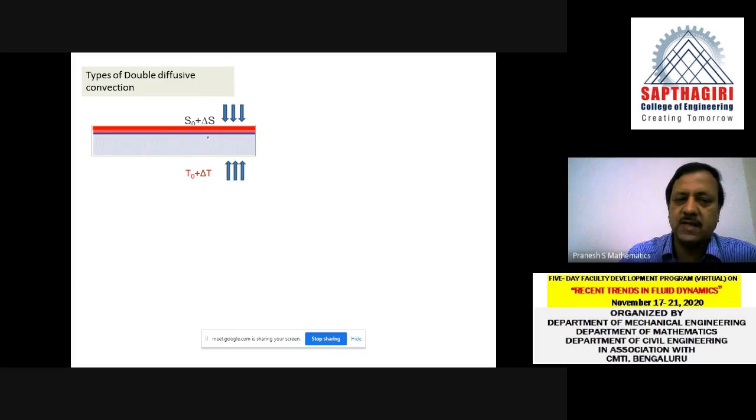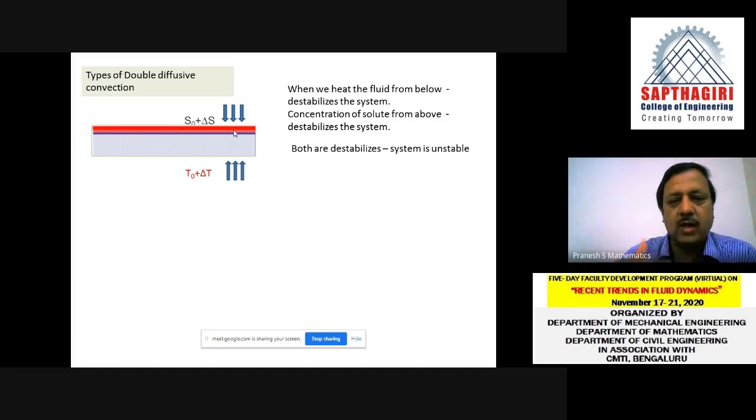So in this case, it disturbs the entire system. Similarly, when you add the solute from the top plate, because the solute particles are denser, heavier particles, they move towards the lower plate. So when we heat the fluid from below and add solute from above, both heat and solute destabilize the system. It makes the system unstable. Both are destabilizing and the system becomes unstable.